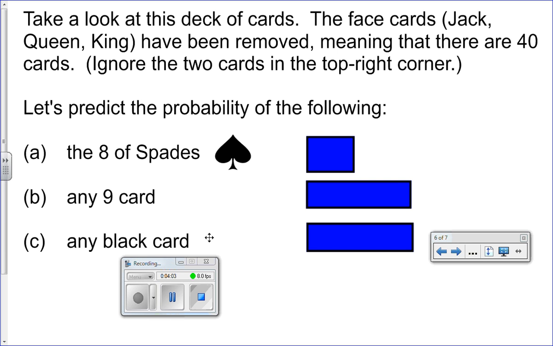So you know what, folks? I'm going to leave this problem to you to try at home. You're going to pause the video, try determining the answers, and then we will discuss this in class tomorrow. So pause the video now.